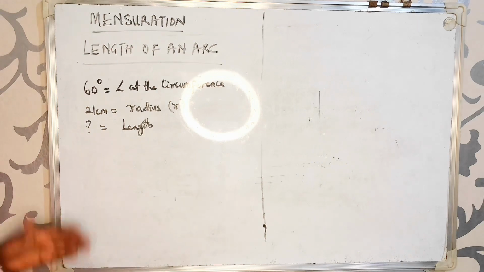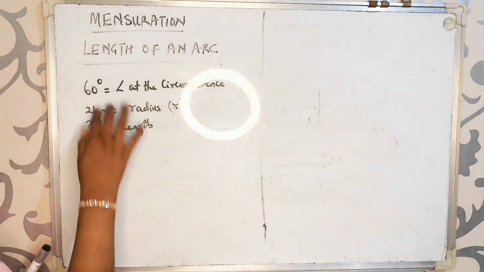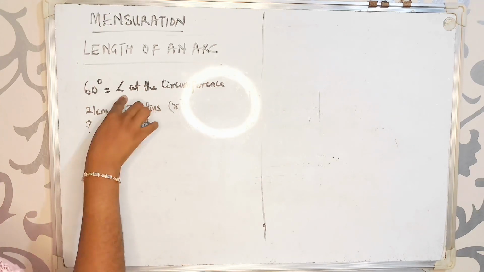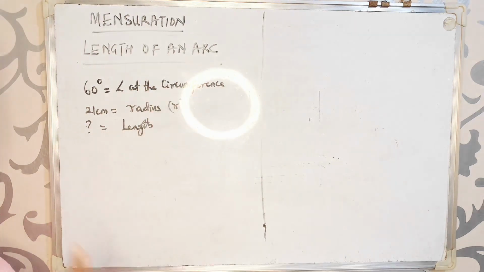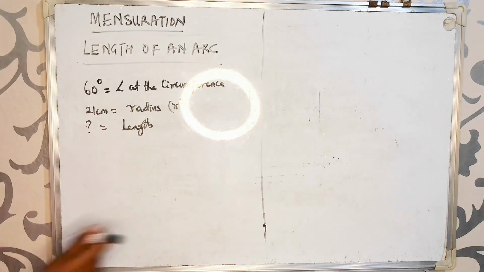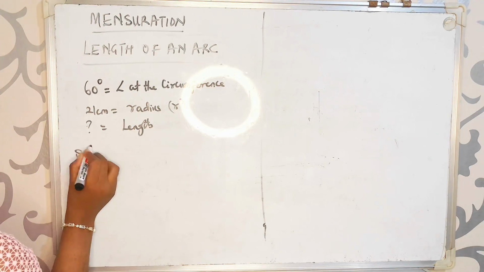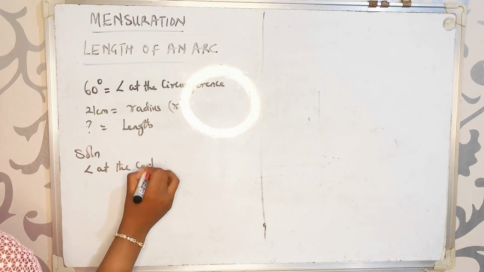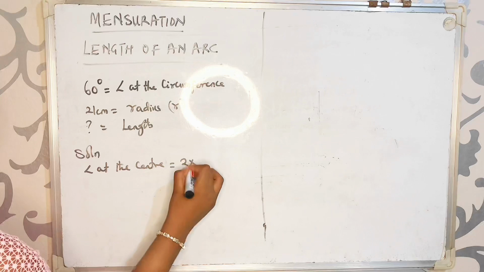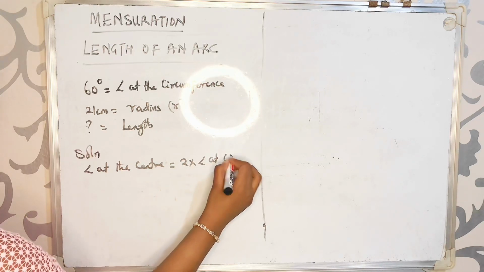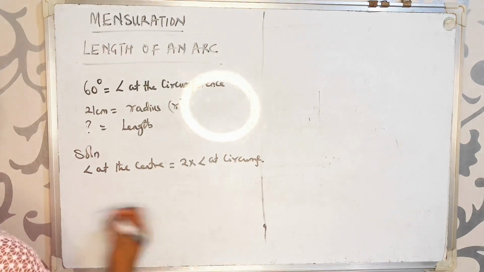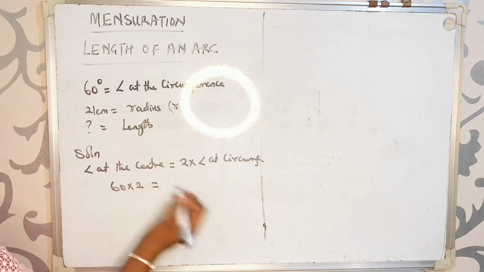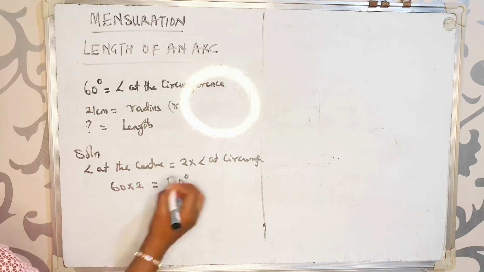For the second example, this is what we have. According to the question, you see that they said 60 degrees at the circumference, not the center of the circle. Now, we have to be mindful of this. Once you're given something like this, you already know that the angle at the center is equal to 2 times the angle at the circumference. So we already know that it's going to be 60 times 2 to give you the angle at the center. So it's going to be 120 degrees.